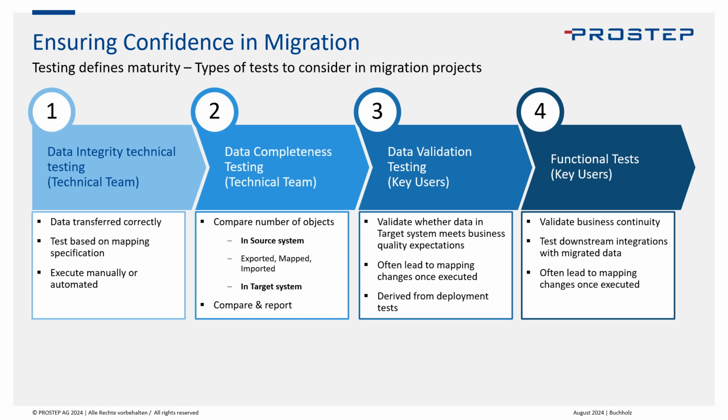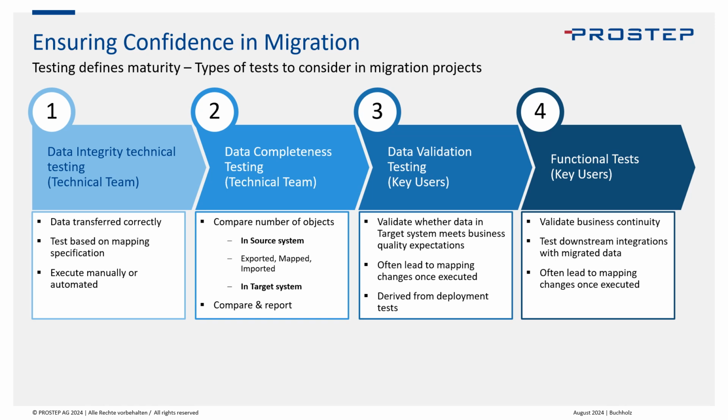All right, let's have a look at testing defines maturity. When you're planning for tests during a migration project, what you probably want to do is perform these four types of tests. The first test is the data integrity technical testing. That means that the data was transferred correctly. Correctly means that, based on the current mapping specification, it was transferred correctly, in a technical sense. That's why these validation tests are executed by the technical team, not the key users.